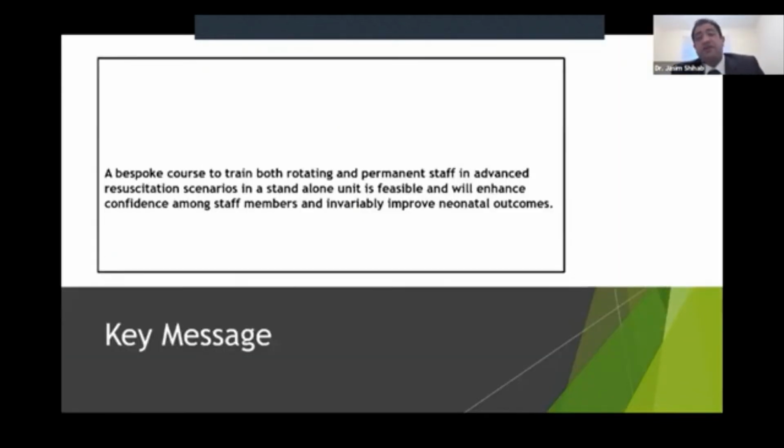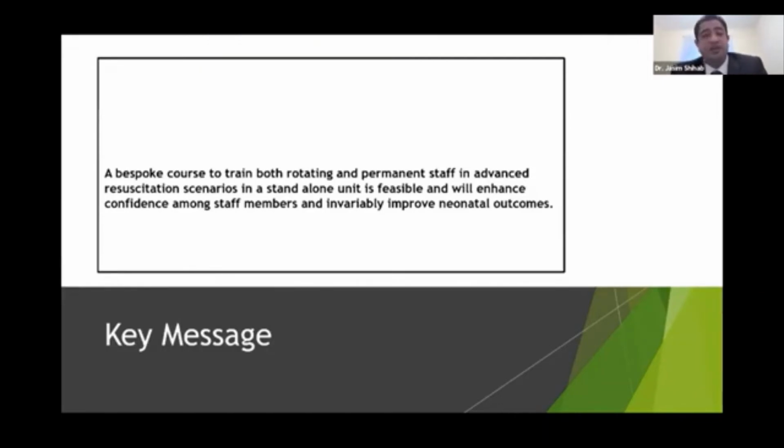So the key message from what we did and how we did the NRIC courses, you have different courses, but a bespoke course to train both rotating and permanent staff in advanced resuscitation scenarios in a standalone unit is feasible. And this will enhance confidence among both staff members, especially consultants who are on call at home, and invariably improve neonatal outcomes.